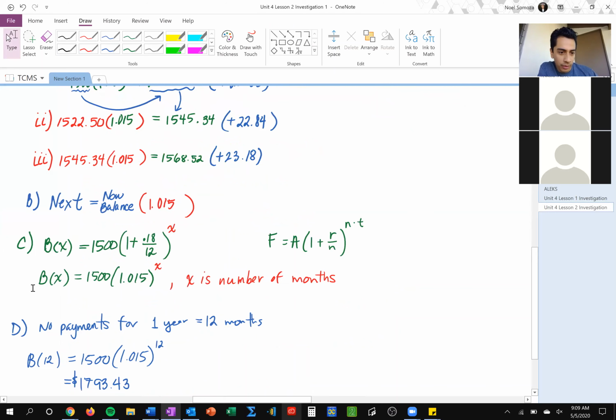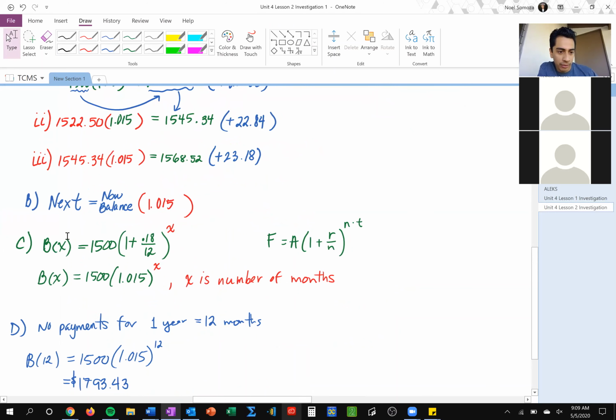Okay, so last time we built a formula here. Our balance B of X would be equal to the initial times 1 plus the rate. The rate was the 0.18. And if you divide that by 12, the reason why you divide it by 12 is because we have a monthly compounding rate.